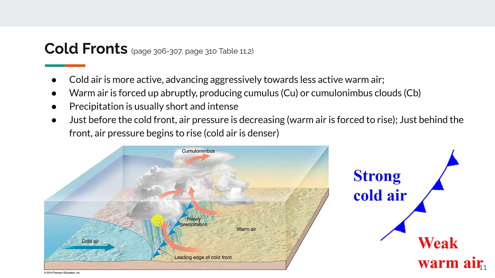It's just right here, before this interface, this line moving to, right in front of the cold front, you will have very heavy precipitation. Also, you need to know, for the strong cold air and weak warm air in between, this cold front, you need to use this blue line with sharp teeth, with triangles. That is our symbol for cold fronts.